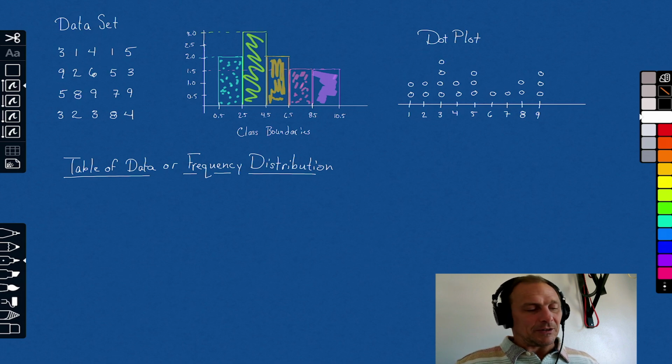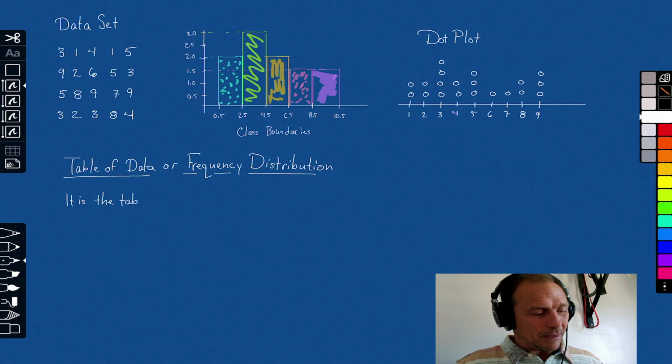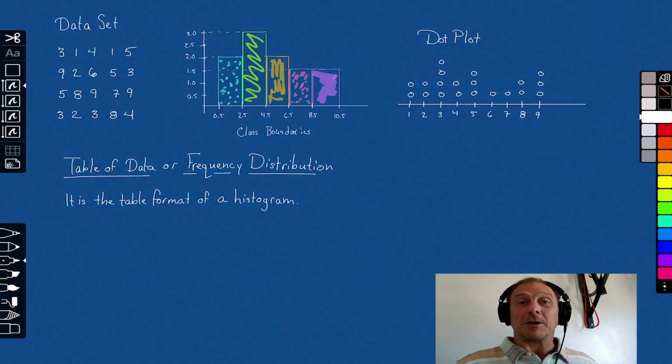So here's what the frequency distribution is. It is the table form, the table format of a histogram. That's all it is. I know you wanted it to be harder, but it's not. So here's what we do. We're going to make a few little changes to it as we go, but here's the basic one.